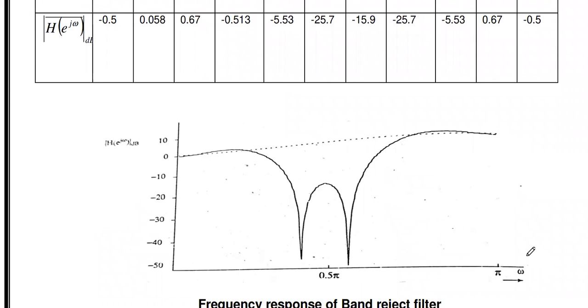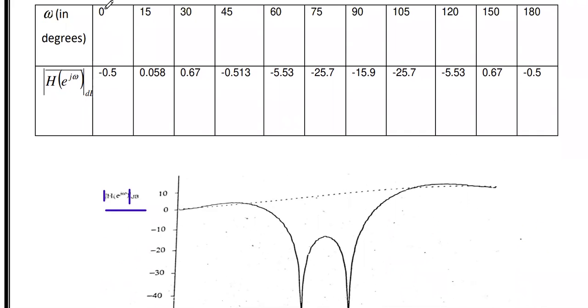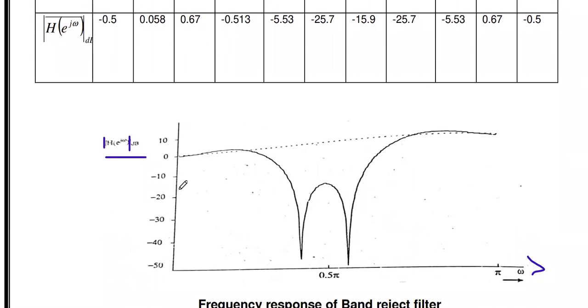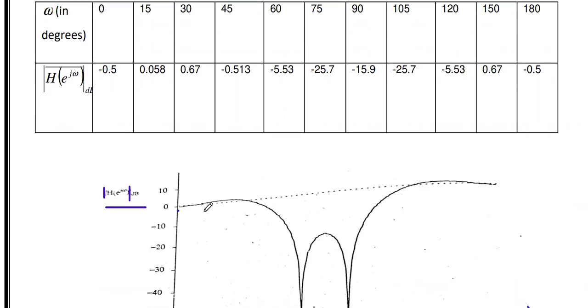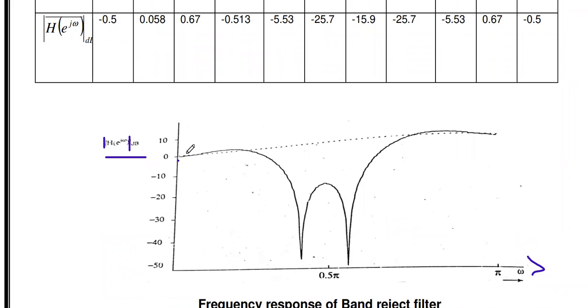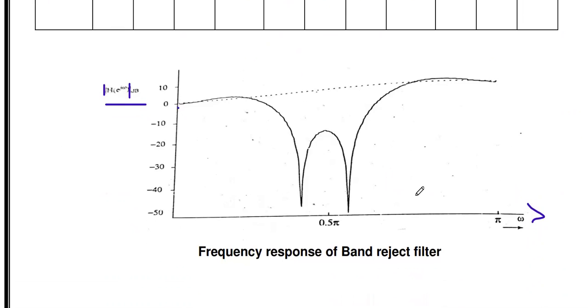Okay, so along the x-axis, we are taking omega, along the y-axis the modulus of h of e power j omega in dB. Okay, so here you see for 0 degree, the h of e power j omega in dB is minus 0.5. Here this is 0, this is positive value, this is negative value. Then you just mark the points. If you join all points, we can get the graph like this. Okay, so this is said to be the frequency response of the band reject filter.